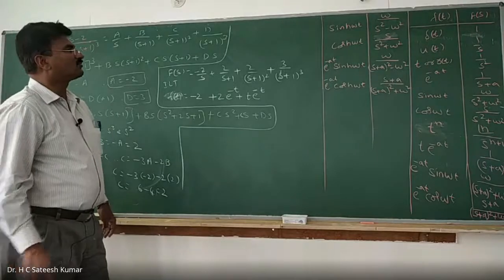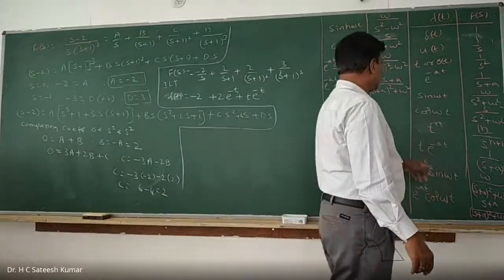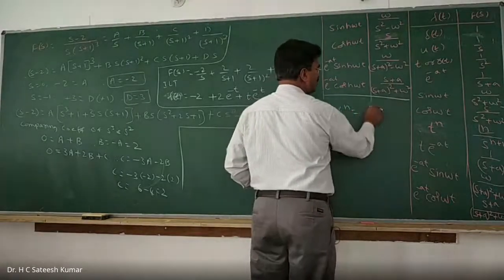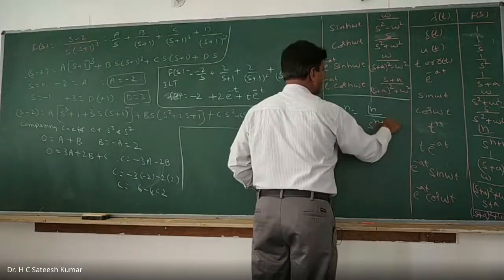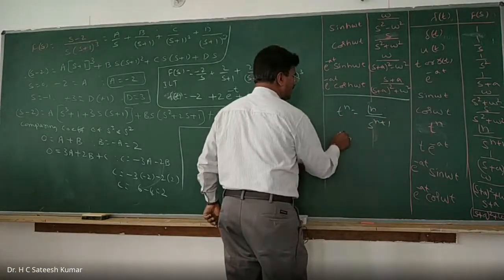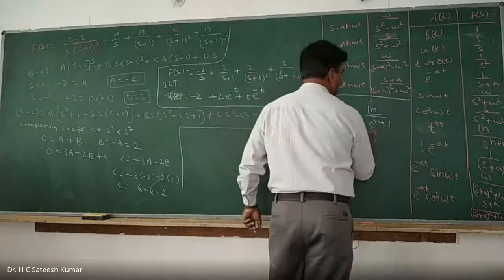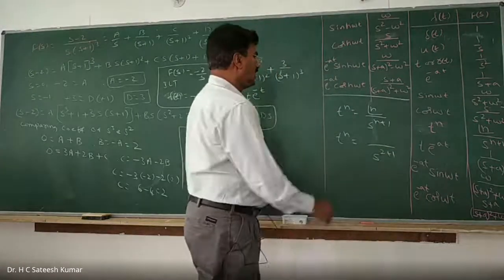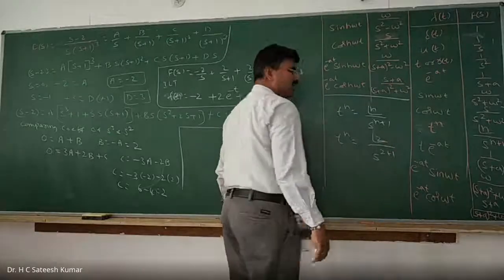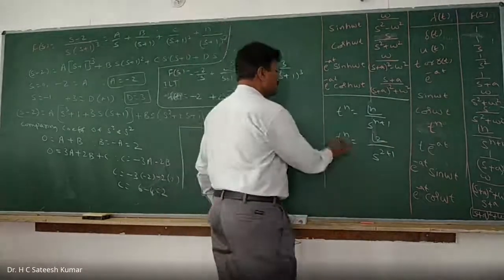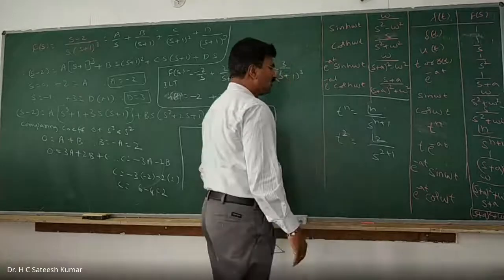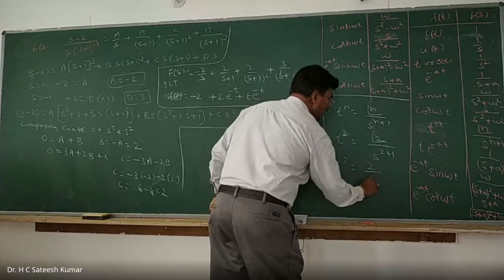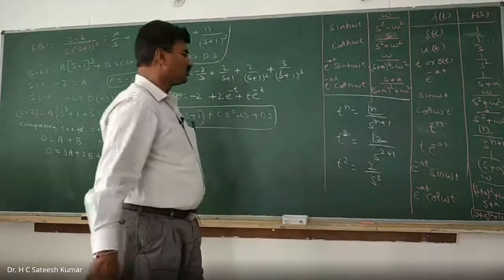We have the formula: t to the power of n is nothing but n factorial divided by S to the power of n plus 1. If you want cube, it means S to the power of 2 plus 1, and the numerator 2 factorial you will get. So therefore, n has to be 2. Therefore, it should be t square. 2 factorial is 2, so t square is 2 divided by S cube.